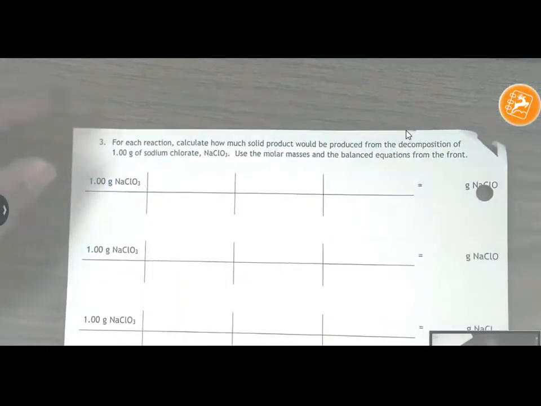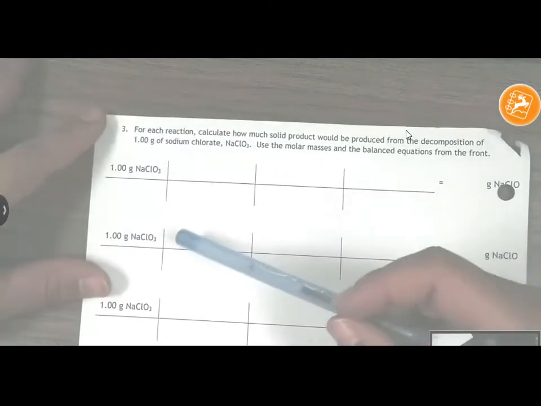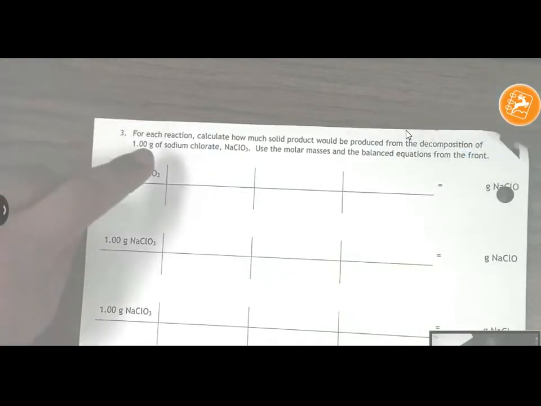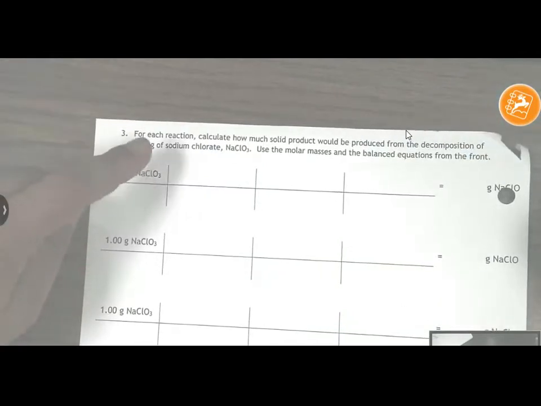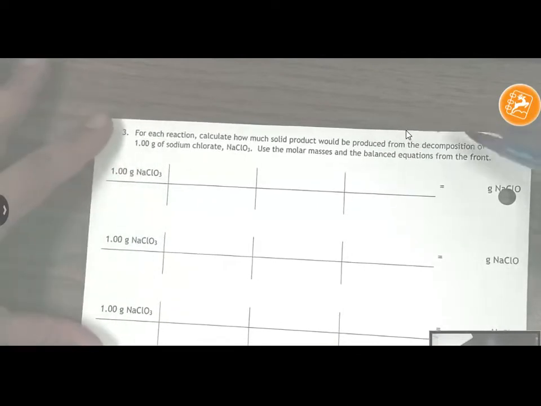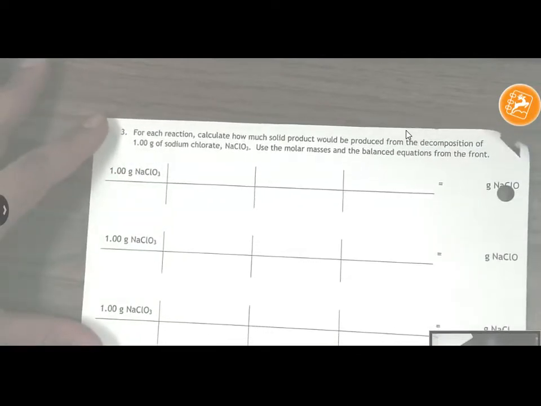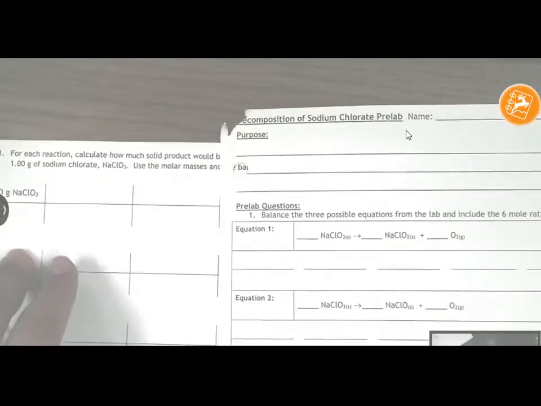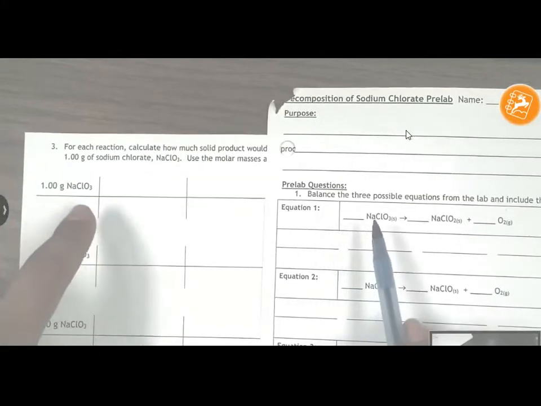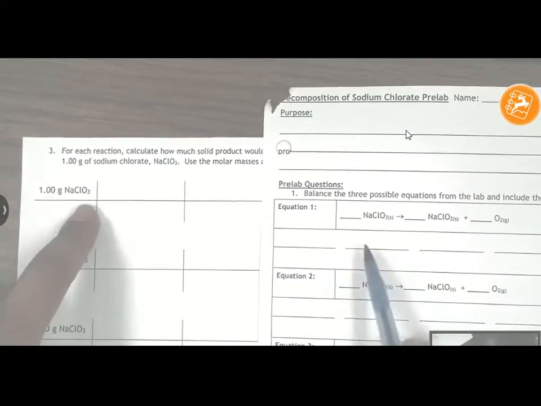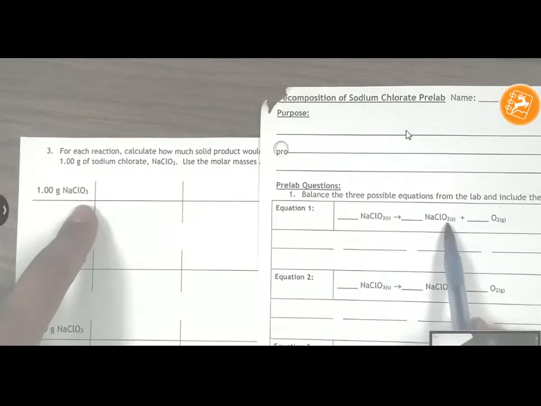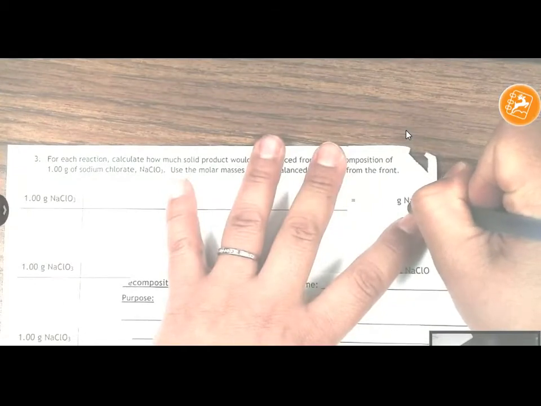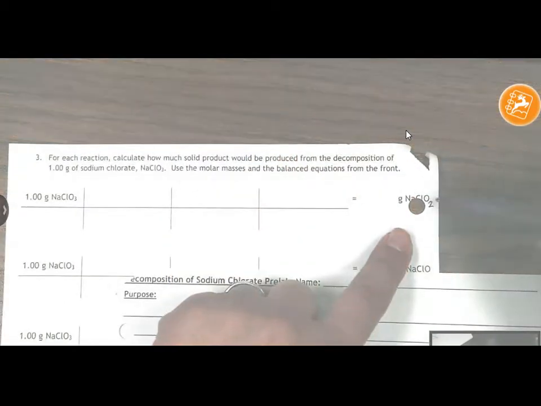Okay, now here on the back, it says for each reaction, calculate how much solid product would be produced from the decomposition of 1.00 grams of sodium chlorate, NaClO3. Use the molar masses and balanced equations from the front. So here, for equation 1, we're going to use this mass of 1.00 grams of NaClO3, and we're going to find NaClO2. What I noticed is you have to put a 2 here. So please make sure you put a 2 here because you're finding grams of NaClO2.